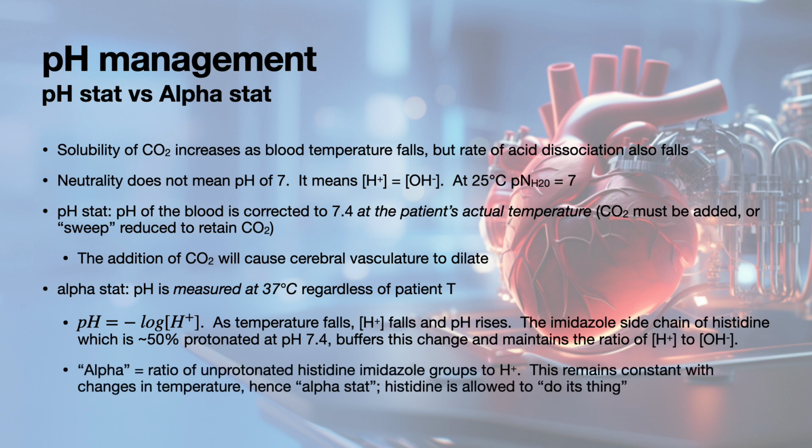It is called alpha stat because of an esoteric term called alpha, which refers to the ratio of unprotonated histidine imidazole groups to free hydrogen ions. This imidazole group can donate or accept protons to the surrounding aqueous milieu to buffer changes to pH which occur as a result of changes in temperature. Physiologically, this ensures that cellular chemistry continues to function when there are differences in the temperature of cells in the body, as might occur in the extremities of a person on a cold day.